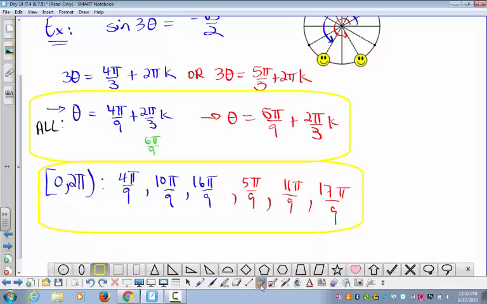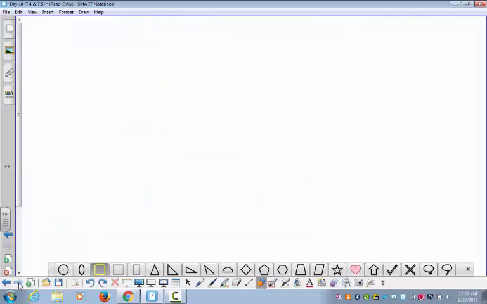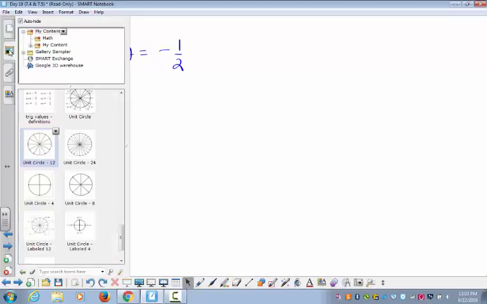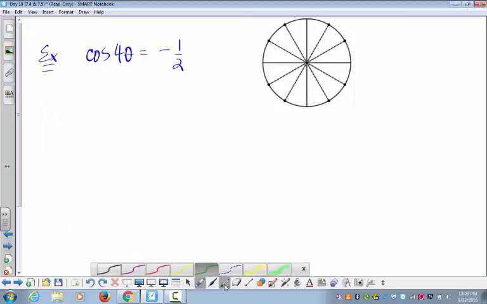Let's try another one. So let's suppose we have cosine of 4 theta equals negative 1/2. Cosine of 4 theta is negative 1/2. Okay. Draw a picture. We see two places on the unit circle where cosine is negative 1/2. We have there and we have there. So we'll talk about our blue group. We'll put them in quadrant 3. We'll put our red group in quadrant 2.